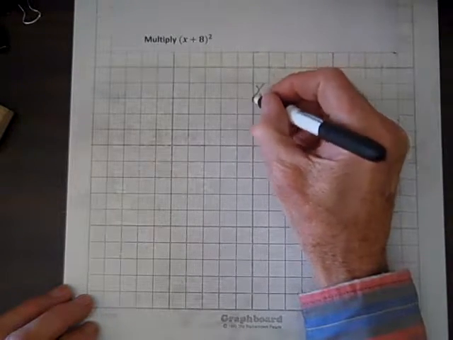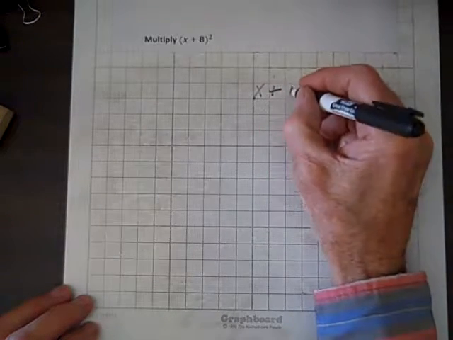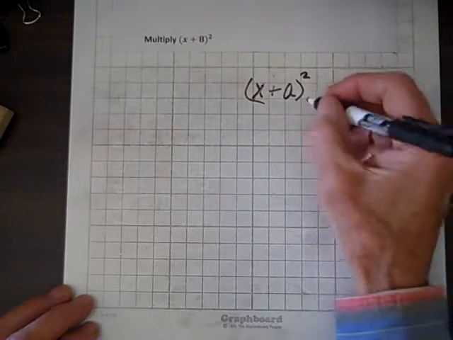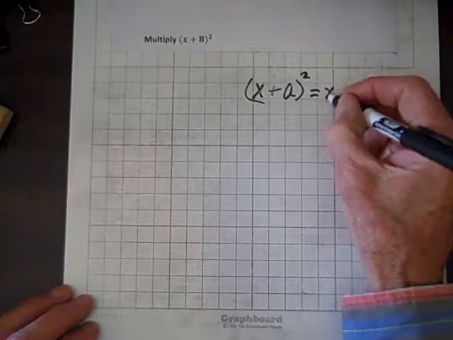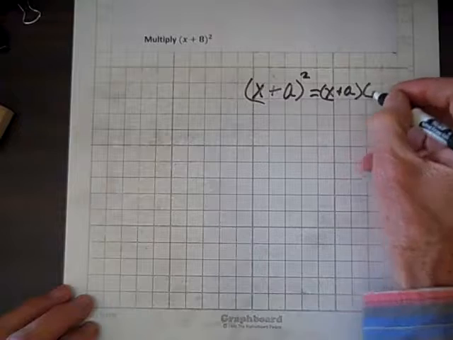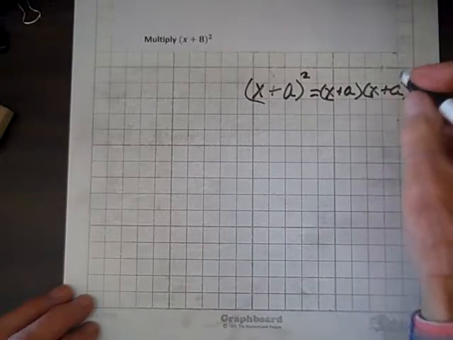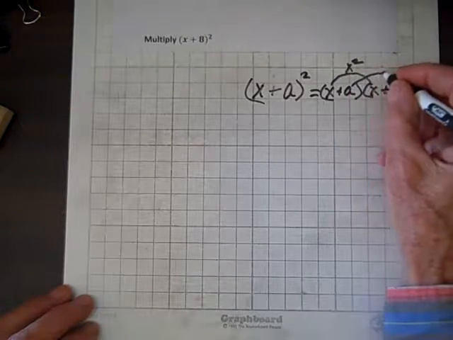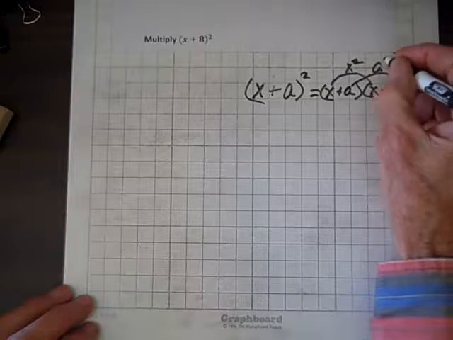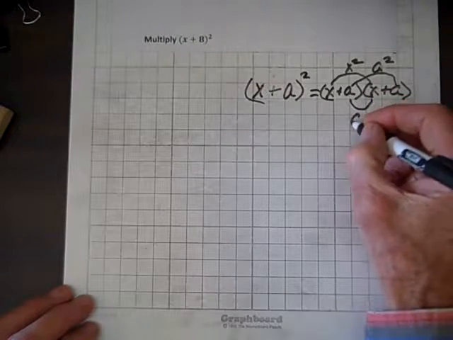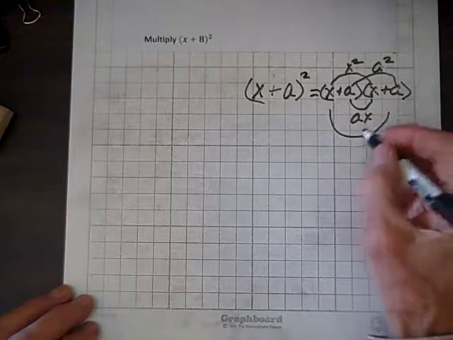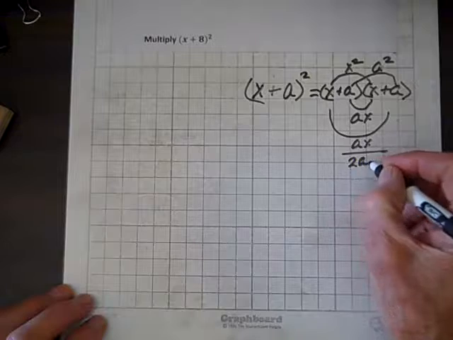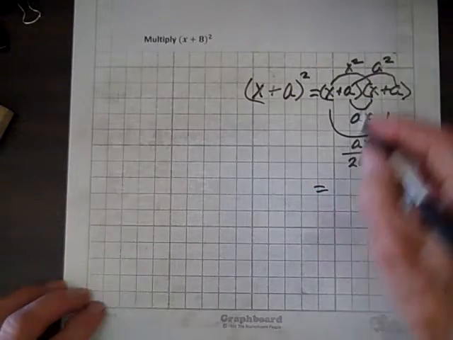If we've got x, say, plus a, and we square that, that means we have x plus a times x plus a. Now let's FOIL that. X times x is x squared. A times a, both positive, is a squared. The product of the inside terms is ax. The product of the outside terms is a times x, which adds up to 2ax.